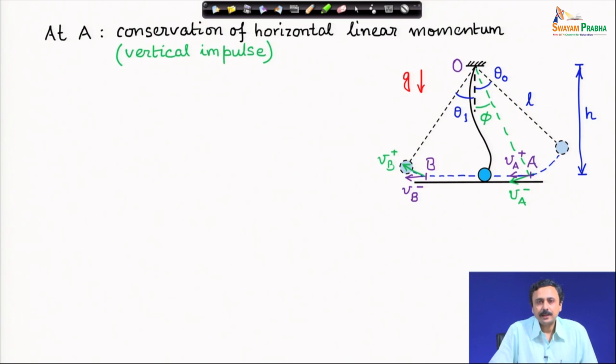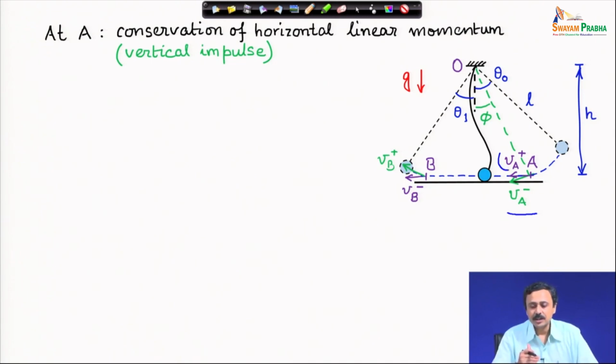Now, when it hits the ground, let us call that point A, as I have marked in the figure. The ground being frictionless, there is no horizontal force. Therefore, the linear momentum in the horizontal direction must be conserved, but there is a vertical impulse. What has happened? If you notice carefully, the bob was travelling on an arc, hits the ground, and just before it hits the ground its velocity was V_A minus. Just after it has hit the ground its velocity is V_A plus.